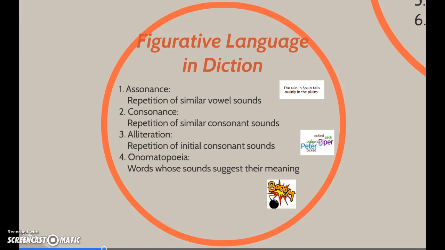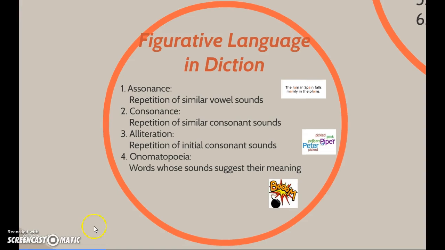Assonance, which is the repetition of similar vowel sounds. For example, the rain in Spain falls mainly in the plains. Consonance is the repetition of similar consonant sounds. For example, do not go gentle into that good night.